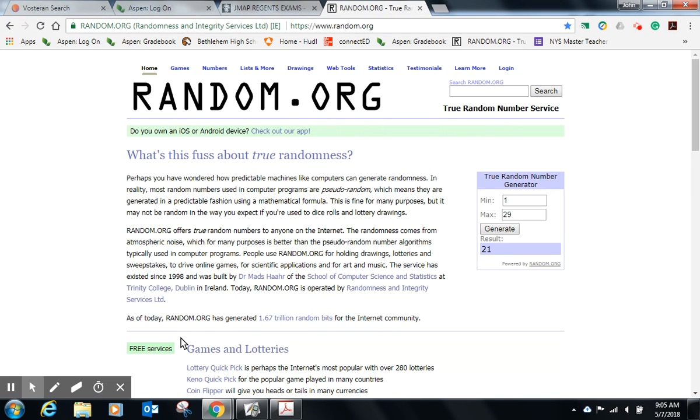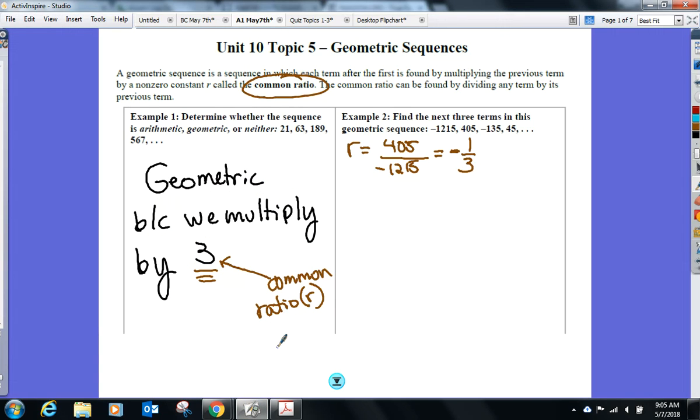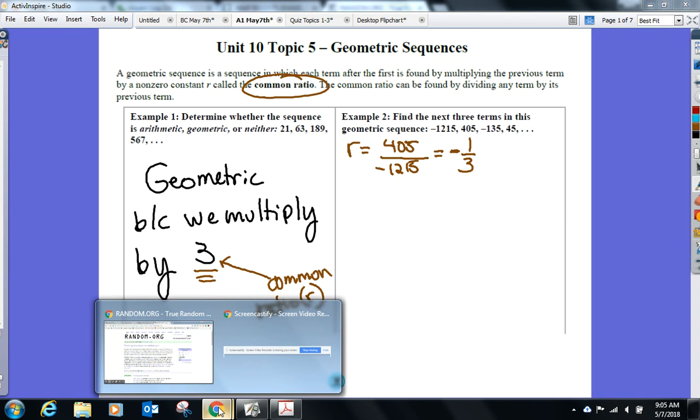Next 3 terms, try to leave them as fractions if you can. 25, next 3 terms. What's after 45? How do we get 42? What are you doing with the 45 and the negative 1/3? You shouldn't get 42. 45 times negative 1/3.